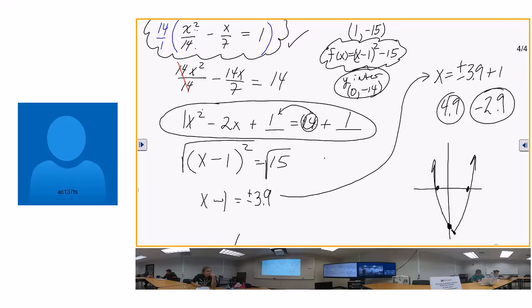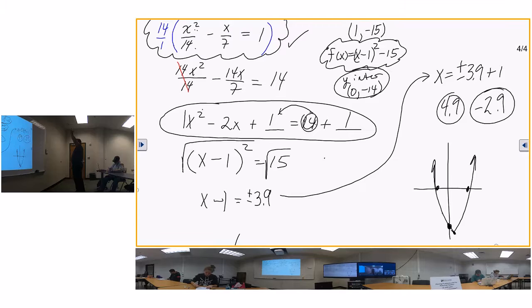And now, I'll tell you what the domain and range and everything is. Domain, all real numbers. Did y'all know that? Range is from -15 to what? I'm going up. What is that? Infinity. Infinity, good. Decreasing from negative infinity to 1, increasing from what? 1 to infinity. Good job.